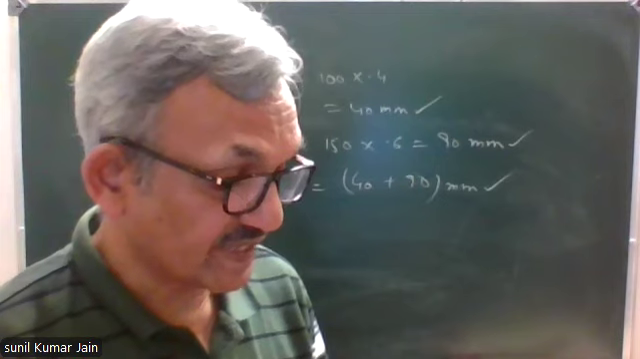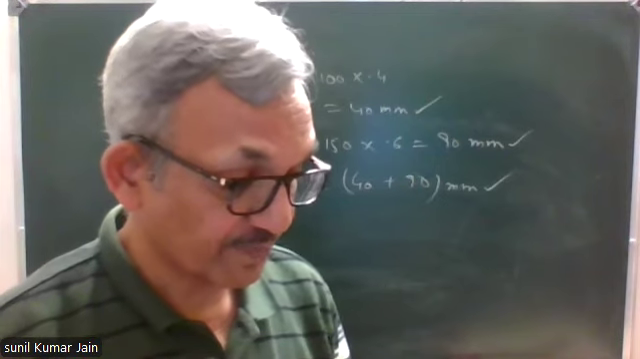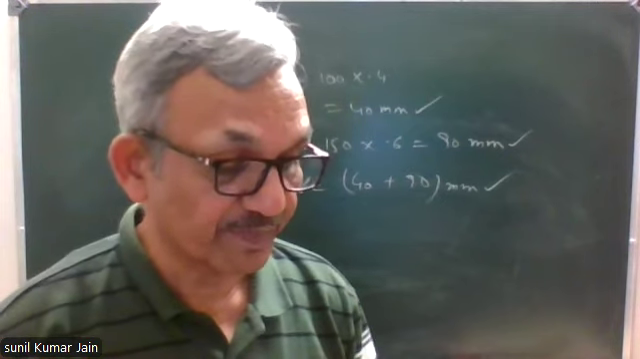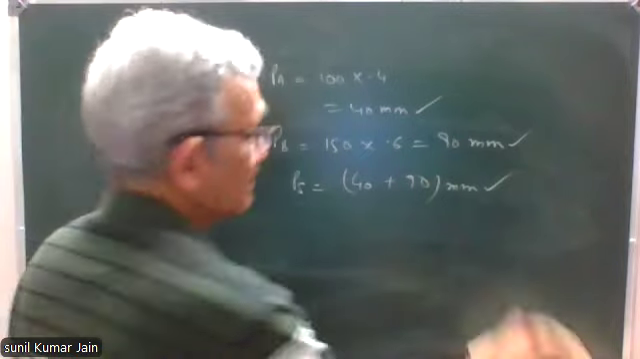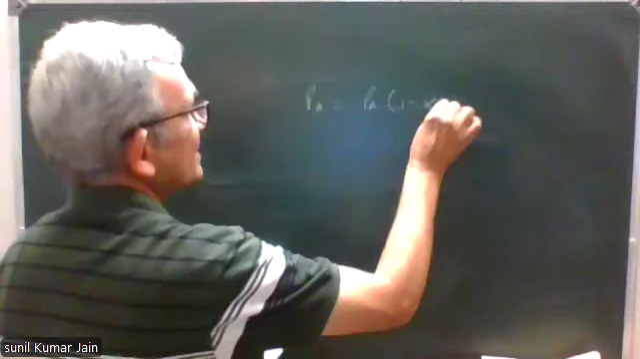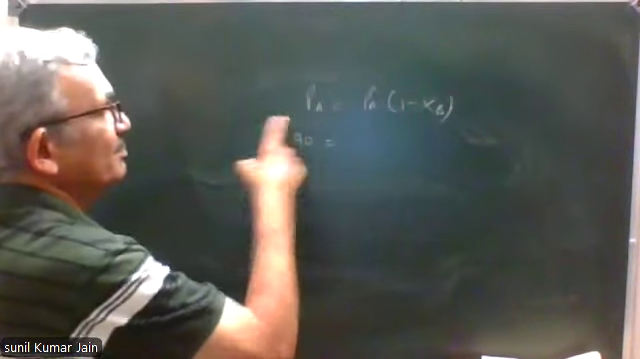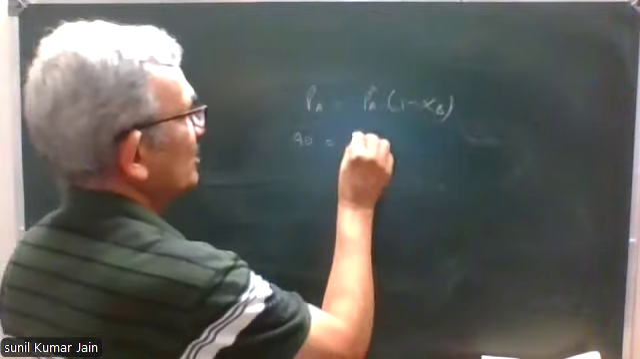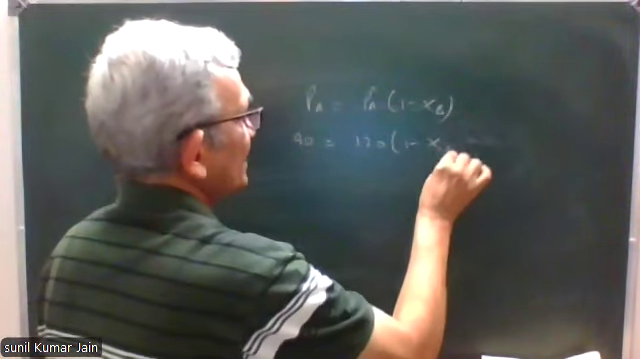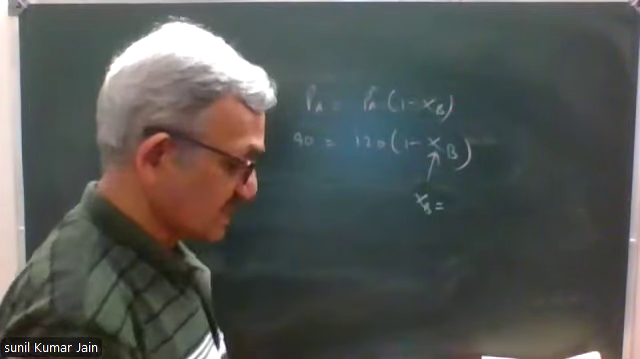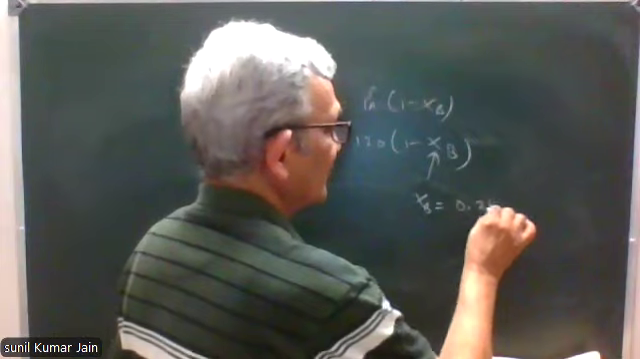Third, in a solution of volatile liquids A and B, the partial vapor pressure of A is 90 millimeters. Calculate the mole fraction of B in the solution if the vapor pressure of pure A is 120 millimeters. I'll use the relation PA is equal to P naught A into 1 minus chi B. Vapor pressure of A is 90 millimeters, P naught A is 120 millimeters, 1 minus chi B. Calculate chi B. This will be the answer. When you calculate, this will be 0.25.